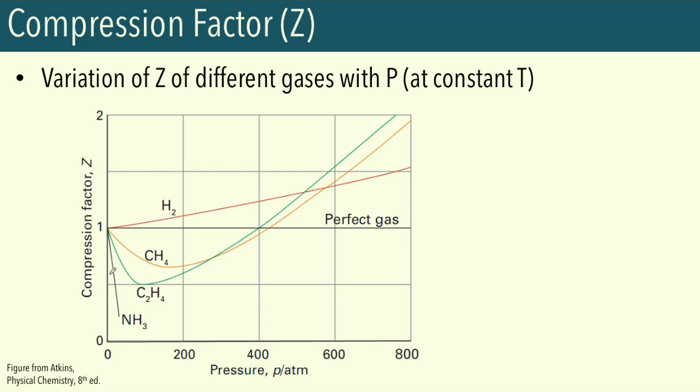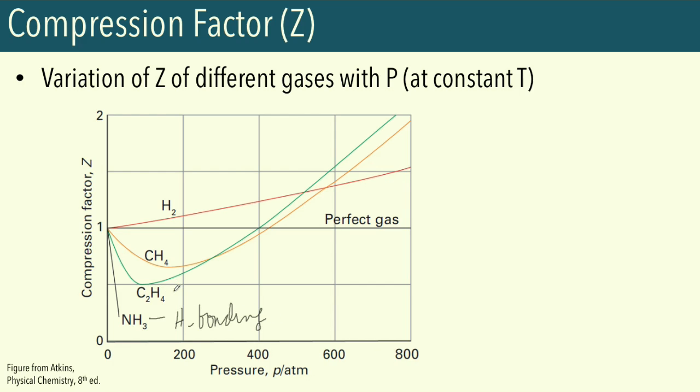For example, we see that we have a very low Z value for ammonia. Recall again, the greater the dip of our curves, the greater the intermolecular forces of attraction that are taking hold at these conditions. For NH3, we know that this has hydrogen bonding. This is a very strong intermolecular force of attraction.